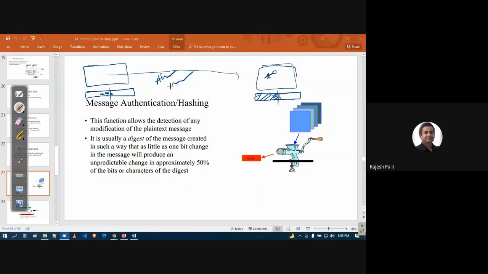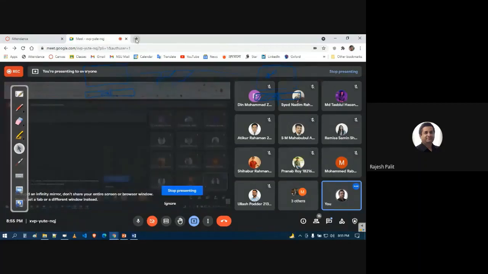Sir, this 256-bit digest, will we send it along with the data packet? Where is this comparison happening? I understand your point. Let me show you a practical example.